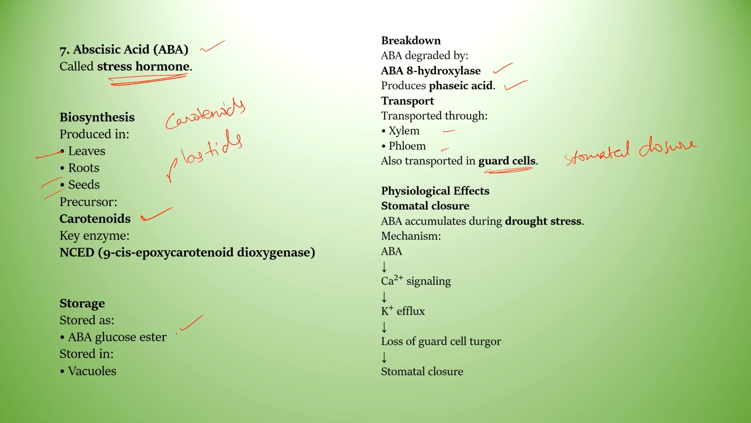Physiological effects. The main function is stomatal closure. When there are stress conditions, such as drought, there is no water, so it closes the stomatal openings. Let us see how it works. ABA accumulates during drought stress, promoting calcium signaling. Next, potassium efflux is happening. Guard cells lose turgidity. That means they are becoming flaccid. So while they become flaccid, the stomata close, so there are no openings. Efflux means potassium is going out.